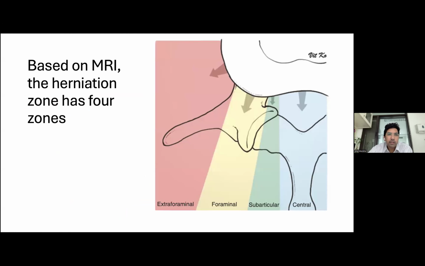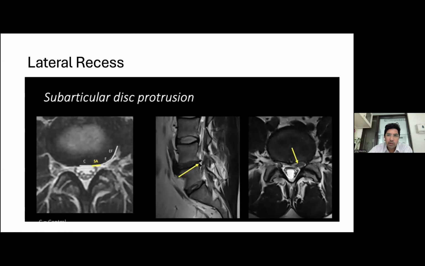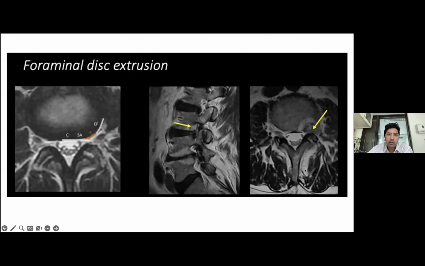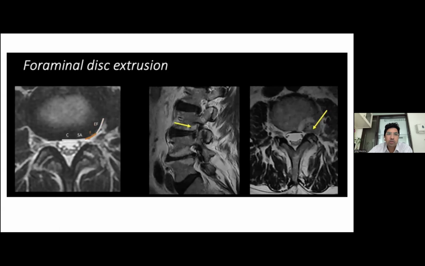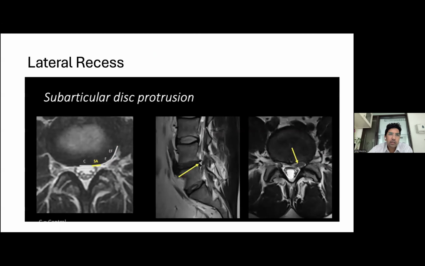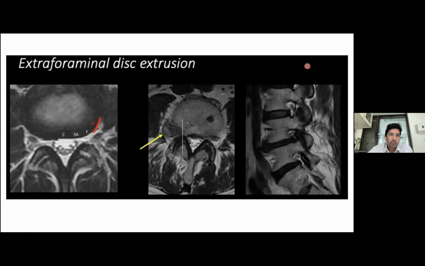Based on the MRI, the herniation can be central, subarticular, foraminal, or extraforaminal. This is an example of a central herniation, then the subarticular herniation, in which the nerve gets pinched between the disc and the facet joint, and the foraminal and extraforaminal disc herniations. These cause compression of the exiting nerve root, whereas the lateral recess and the central canal lead to compression of the traversing nerve root.